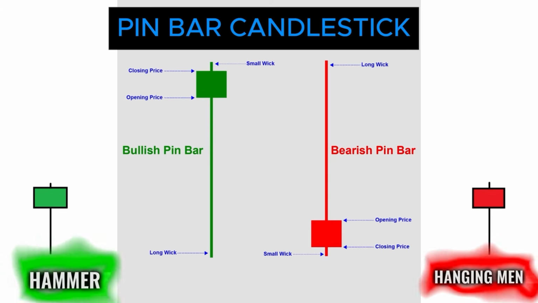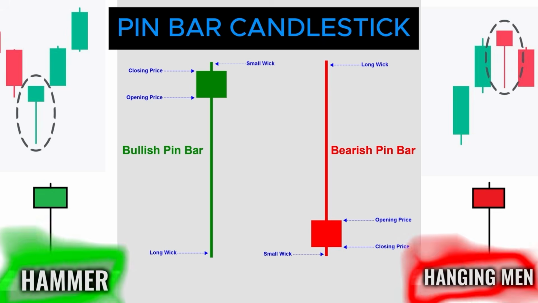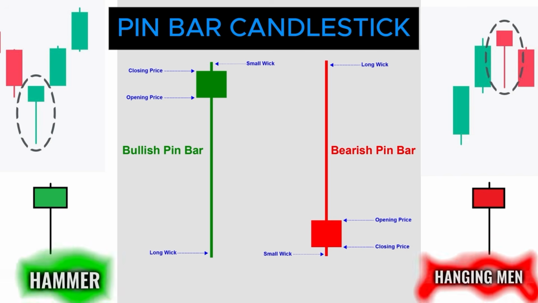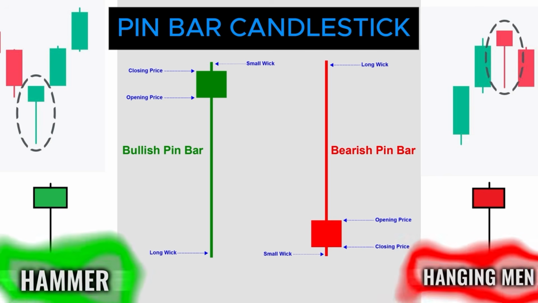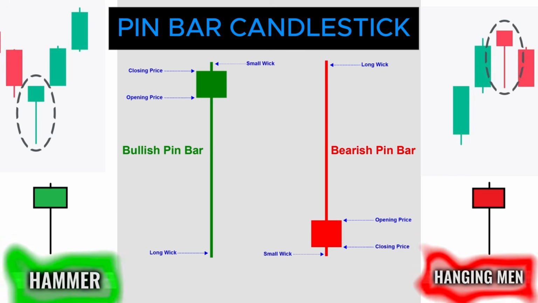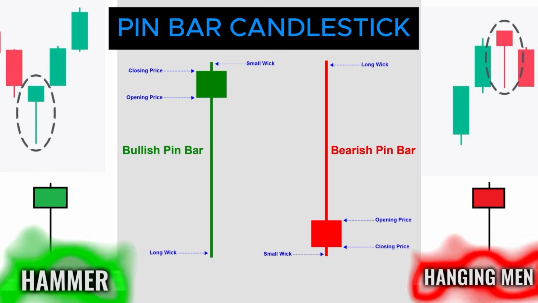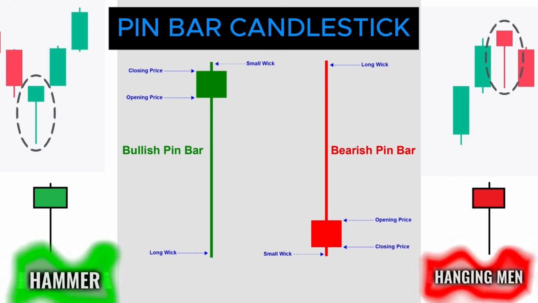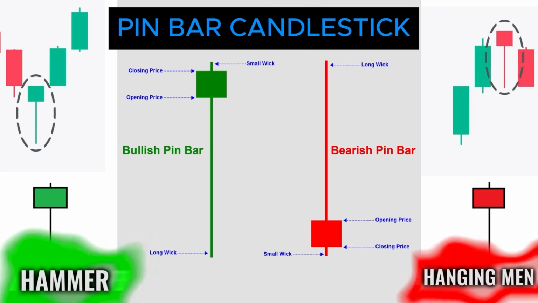Now, let's move to the next category, pin bars. These include hammers and hanging men. A hammer forms at the bottom of a downtrend and features a small real body at the top of the candle with a long lower wick, indicating bullish reversal potential. The long wick shows that while sellers initially pushed prices lower, buyers stepped in and regained control. This shift in momentum often signals a reversal.